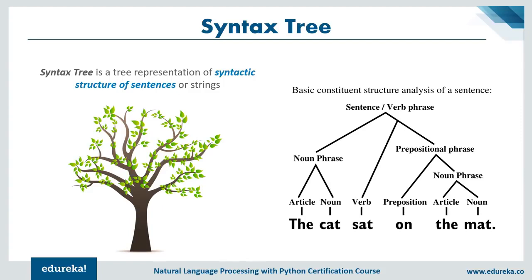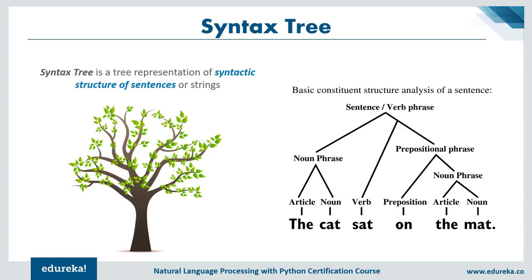So let's consider the statement, the cat sat on the mat. As you can see here, the input is a sentence, or a verb phrase, and it has been classified into noun phrase, then the prepositional phrase. Again, the noun phrase is classified into article and noun. And again, we have the verb, which is sat. And finally, we have the preposition on, the article and the noun, which are the and mat.